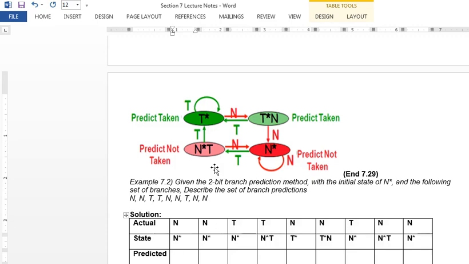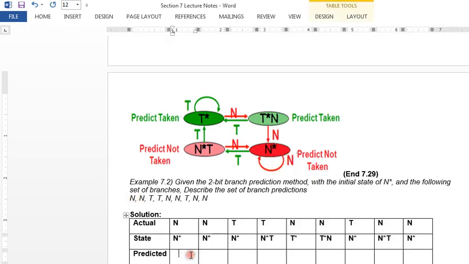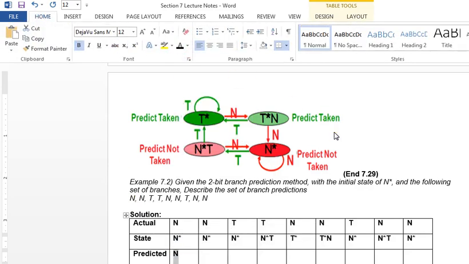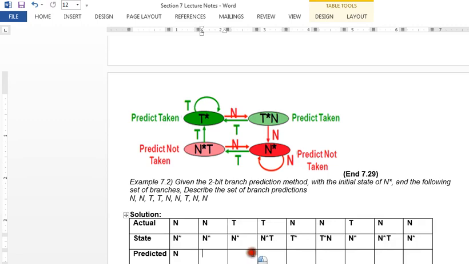So we start at N, right? We're here, N star. And we predict, so we're going to predict not taken when we're here. So if we actually are not going to take the branch, where do we end up? We stay at the same state, right? So that first value N here, this value here, we start at N star, go to N. You're correct. I'm just going to go through here and delete these all so that we can.